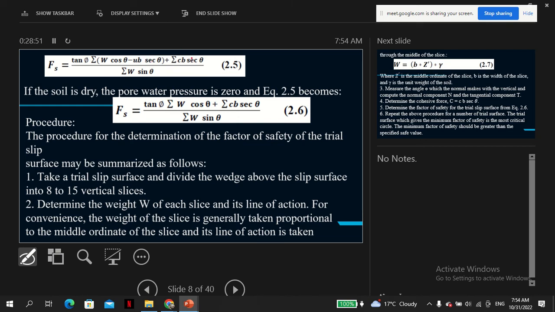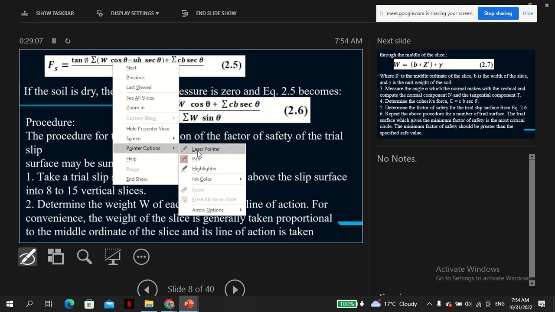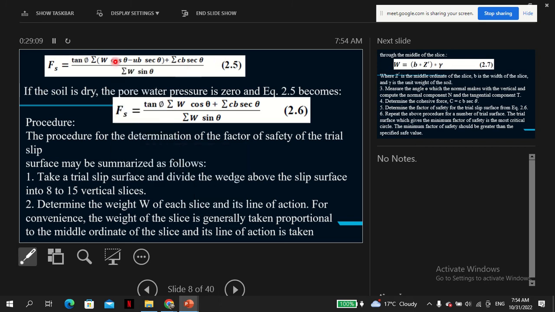Then plus the cohesive part times the secant. So these are the resisting forces. You can see they are all related to the shear strength parameters. All right, and then divided by the component of self weight. So if the soil is dry, that means this part is not there. The equation simplifies to 2.6.